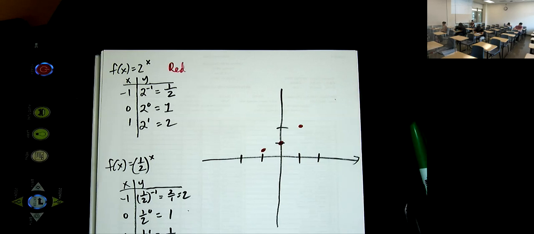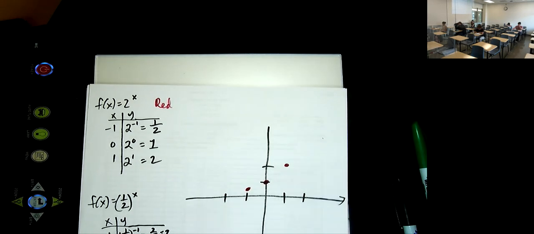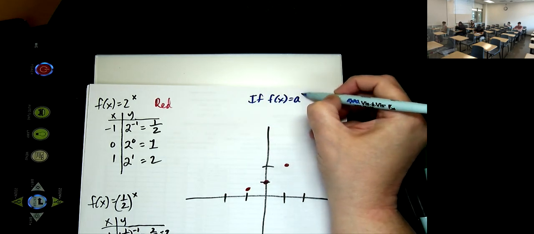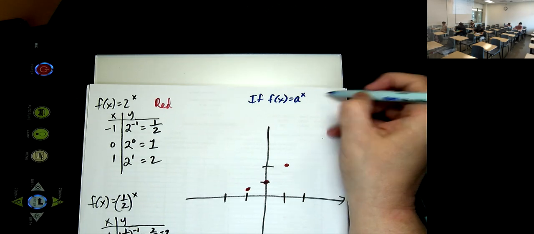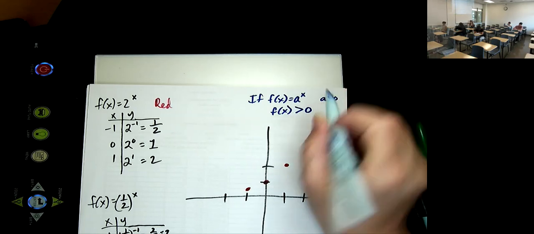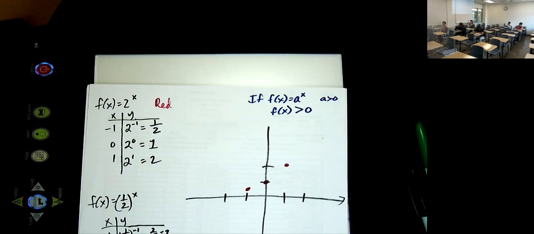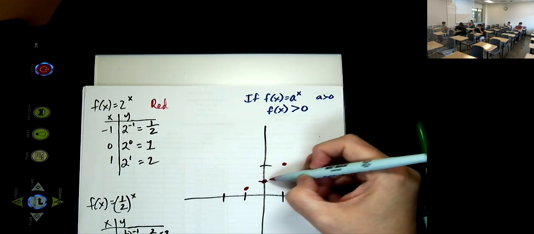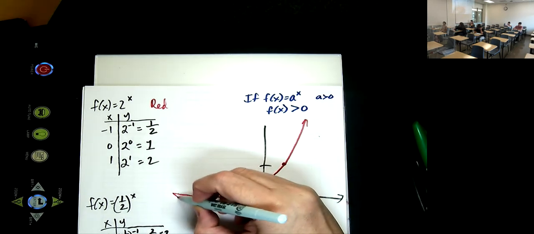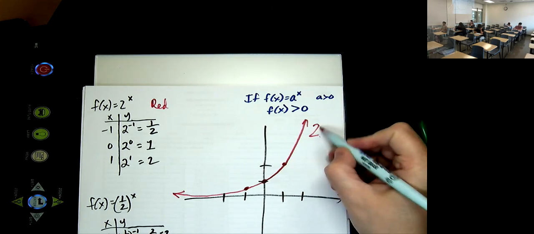There's another neat caveat of f of x. Maybe I should have mentioned it earlier. If f of x equals a to the x, and a is greater than 0, f of x is always greater than 0. Never even equals 0. Which means the x-axis acts like an asymptote. So this goes like this, and this goes like this. That's 2 to the x.